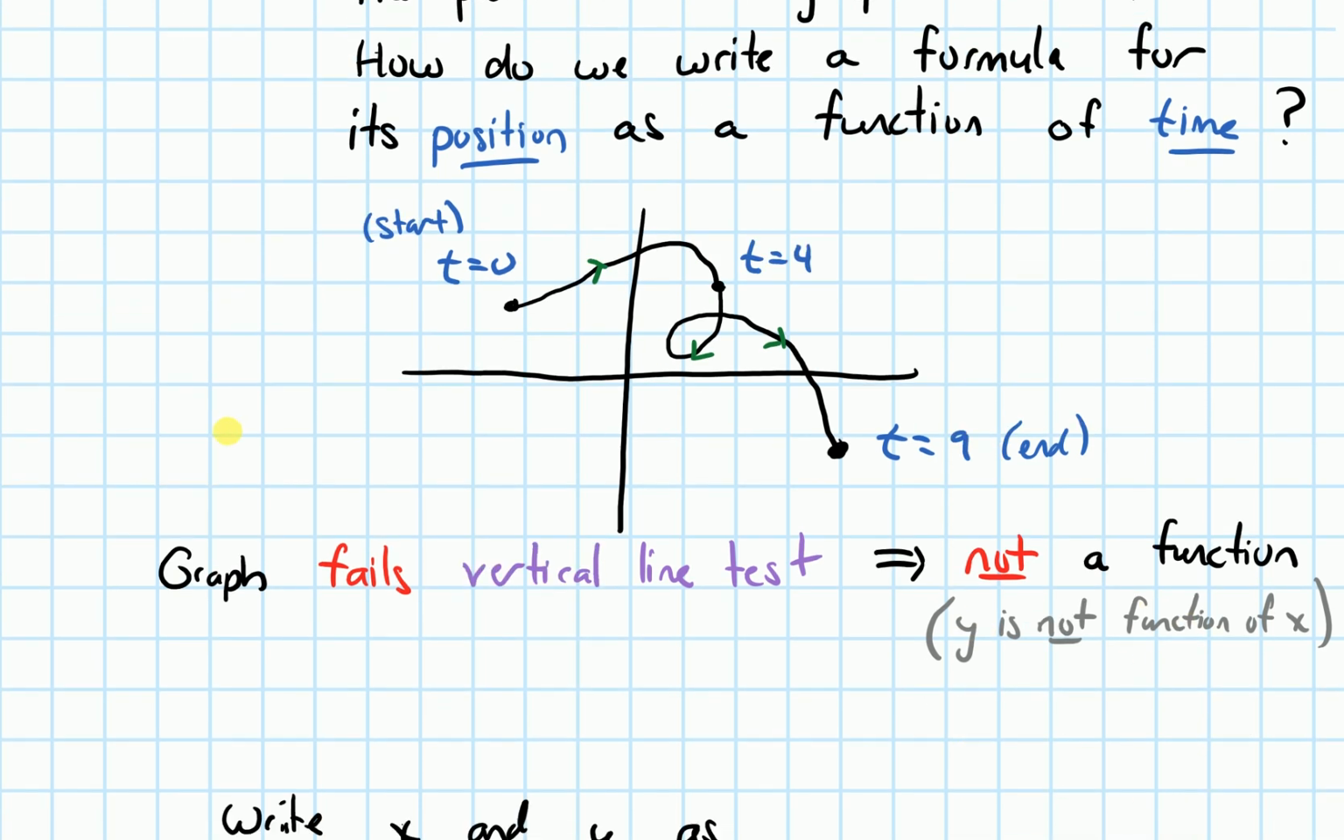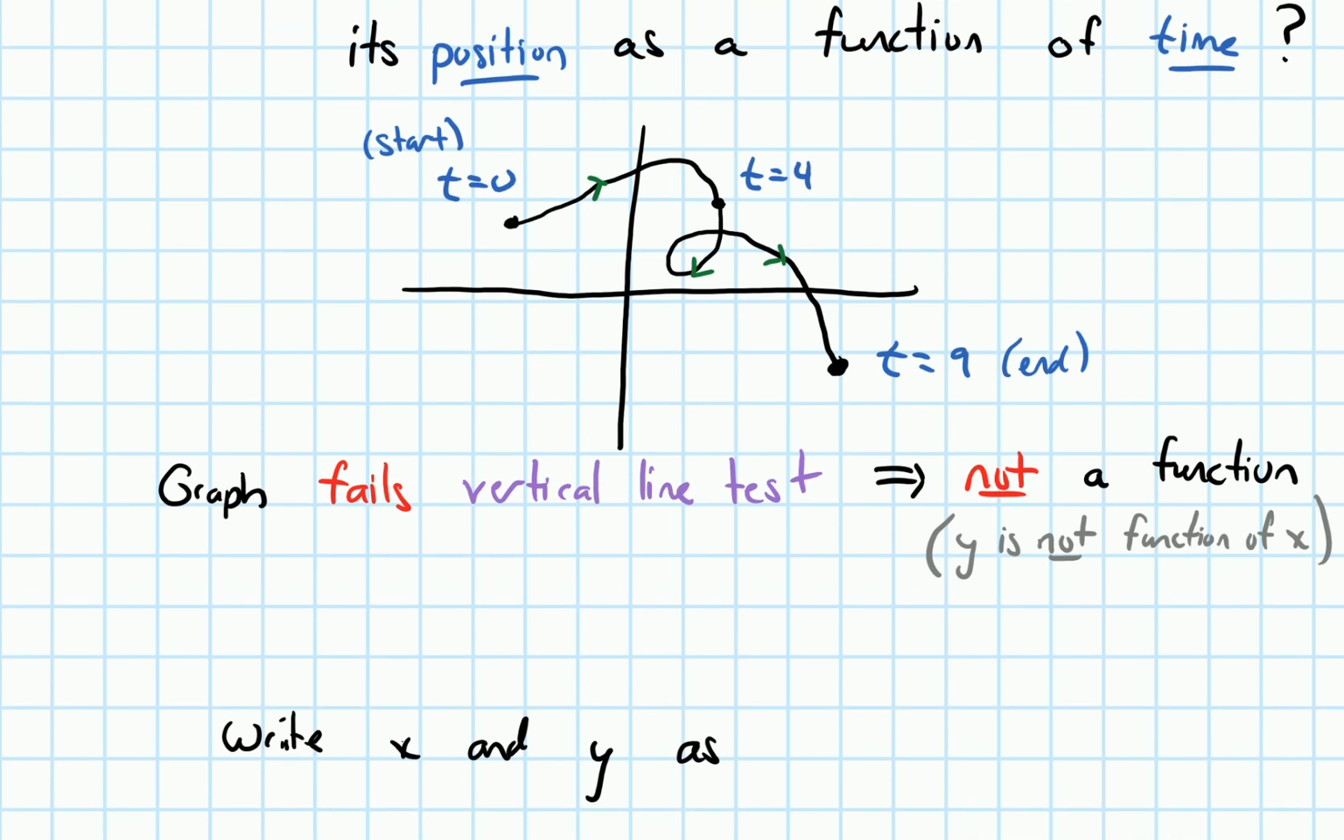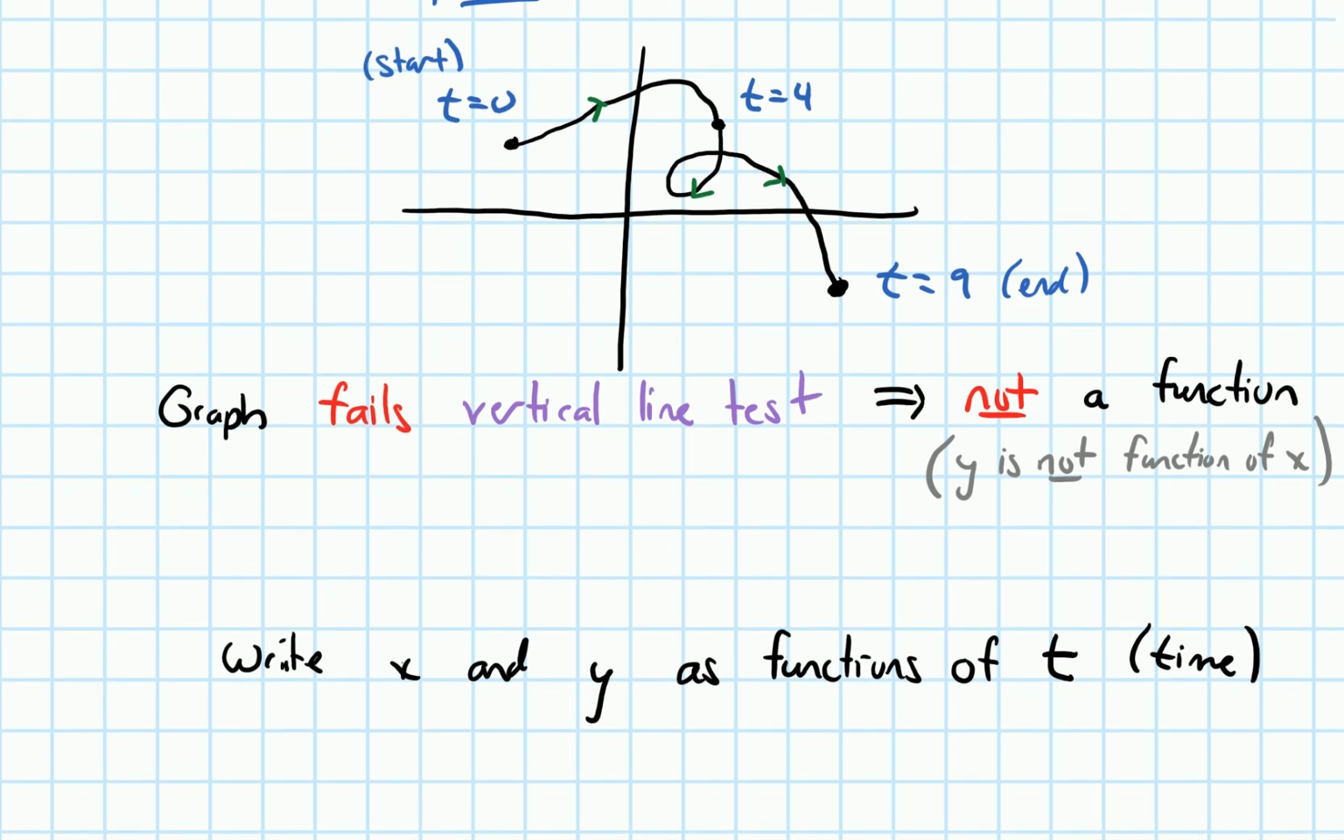So what we can do is we can write x and y as functions of another variable, which I'm going to call t. And I'm going to have t represent the time. So the time elapsed as this bug is traveling. Okay, so this variable t is called a parameter. This is called a parameter.